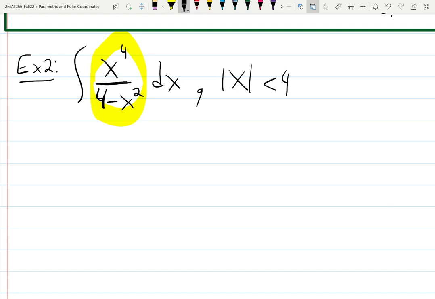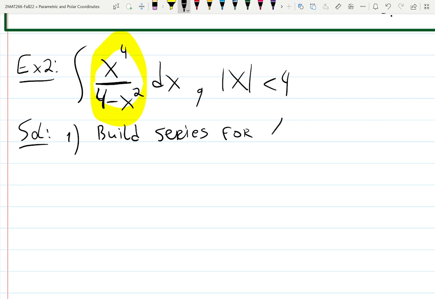Step 1, solution. Build a series for the function inside, for f of x. Let's call it f of x: x to the 4 over 4 minus x squared. Let's build this series.